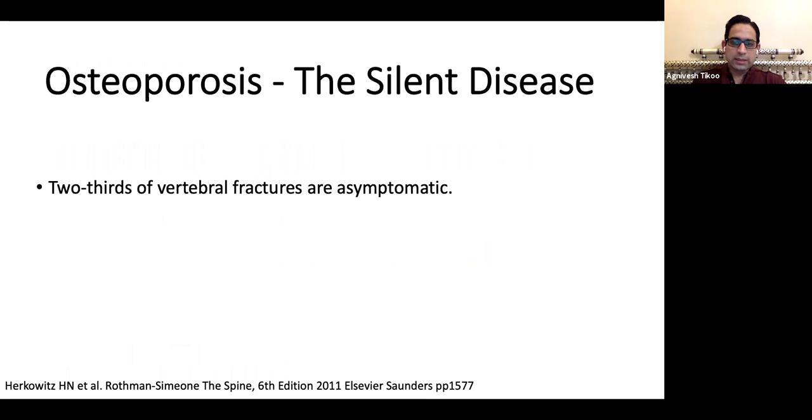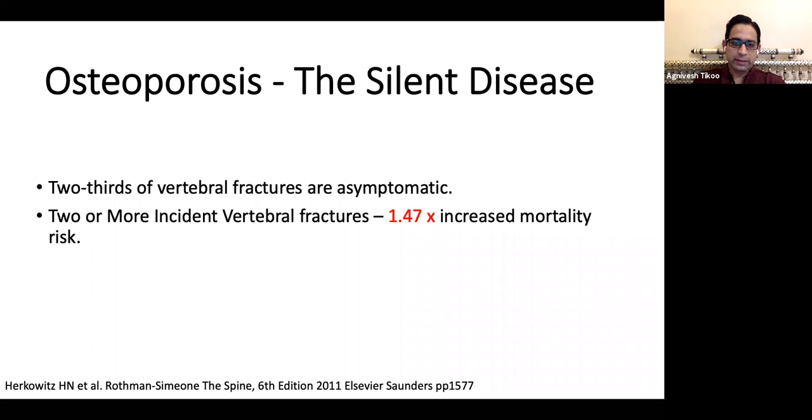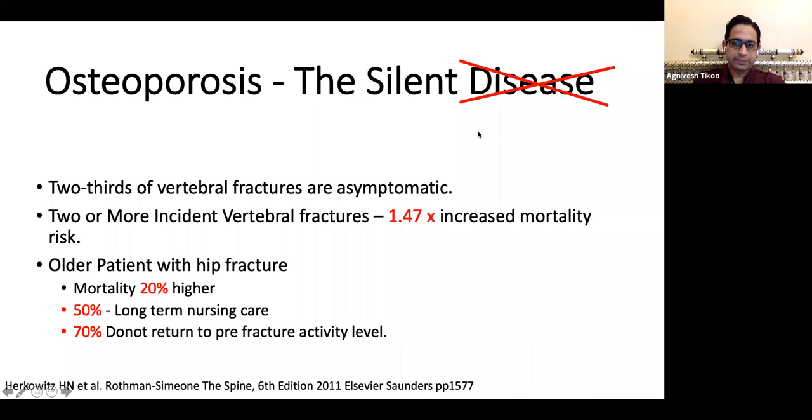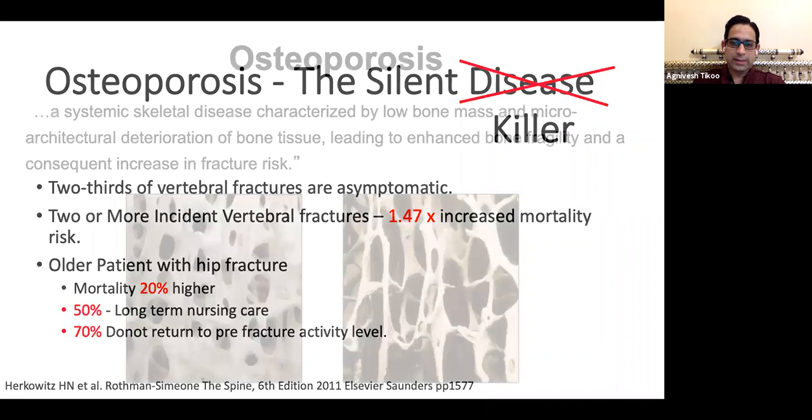So that's why osteoporosis is called the silent disease, because 2/3 of the osteoporotic vertebral fractures are asymptomatic. 2 or more incident vertebral fractures, 1.4 times increased mortality risk. Older patient with hip fracture, mortality 20% higher. We just learned that 30% is the average. 50% of them need long-term nursing care, and 70% of them do not return to the pre-fracture activity level, which means the activity level which they were doing, they could not return to the same activity level. That's why we need to label this as a silent killer and not as a silent disease.